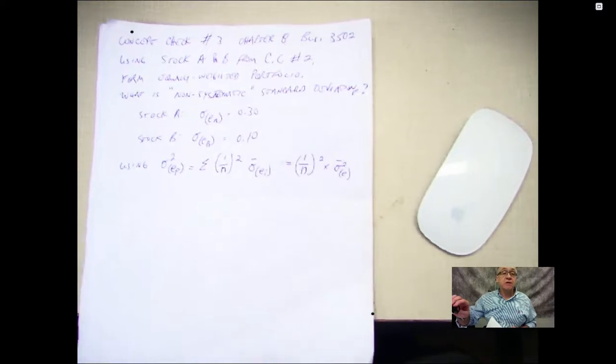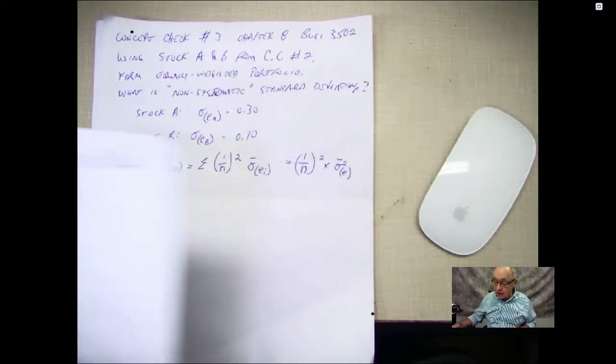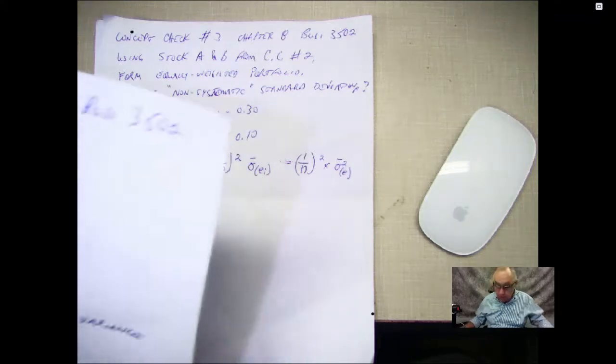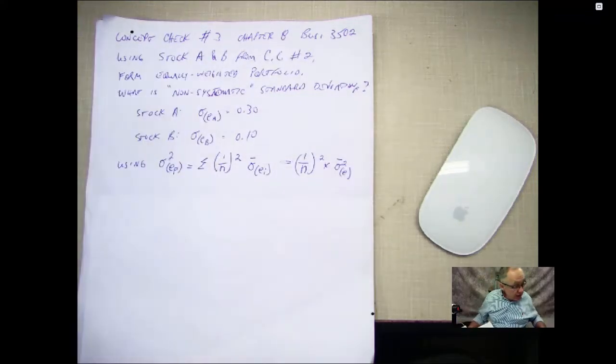This continues then chapter 8. This is concept check number 3 from page 271. This asks in concept check number 3, continuing with the information given in check number 2 and the solutions, form an equally weighted portfolio of A and B and calculate the non-systematic standard deviation of that portfolio.